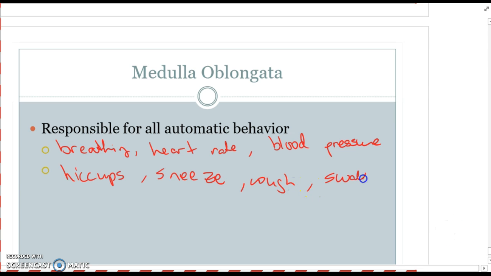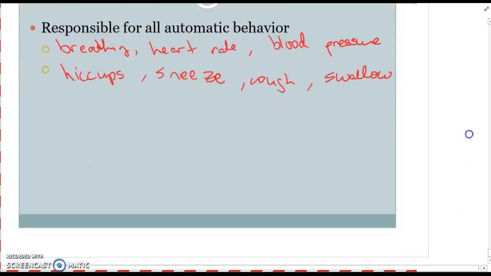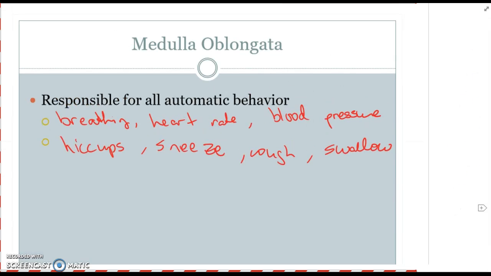And then swallowing is another thing. Generally like swallowing your spit. You don't tell yourself to do it. It just automatically happens, and you have to tell yourself to not do it if it doesn't happen. So that is pretty much it for the main part.